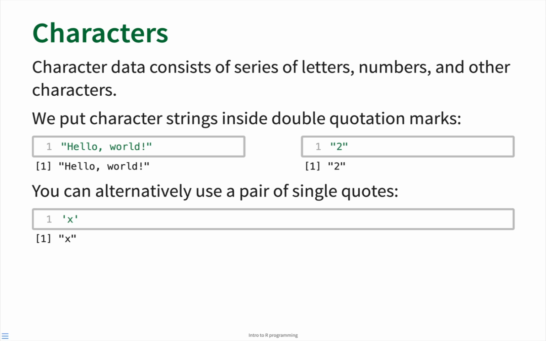We've also seen character data before. These are the series of letters and symbols that we put between quotation marks. The important thing is that we need matching quotation marks at the start and end of any character string. We typically like to use double quotation marks, but you can also use single quotes, a single quotation mark at the start and the end.